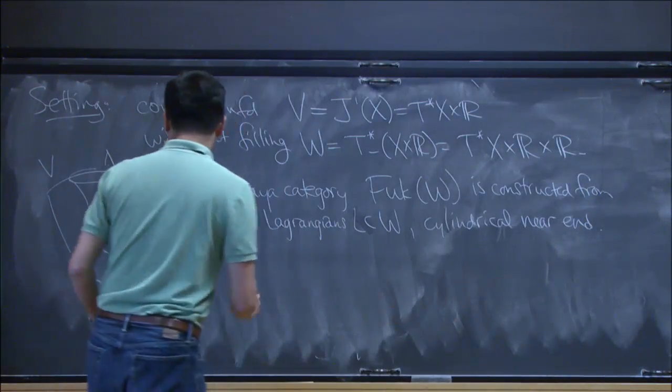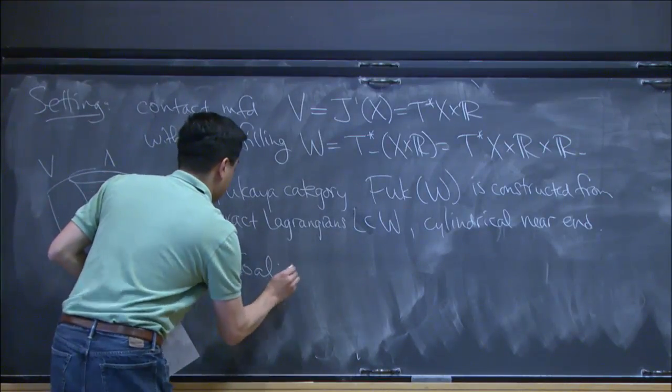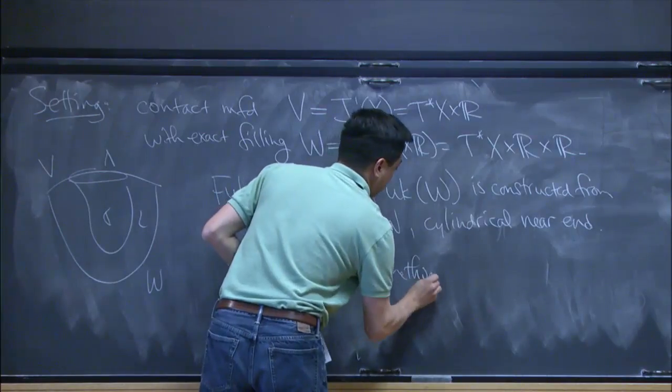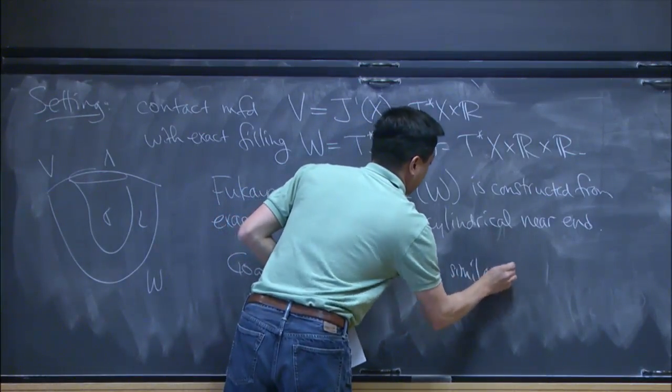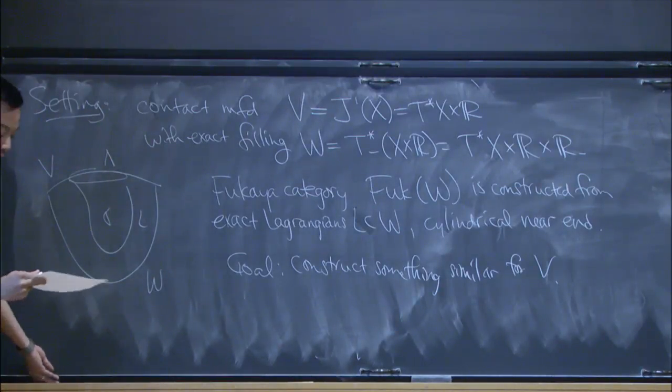Anyway, the goal is to construct something similar, but just using the end of this. So the goal is to construct something similar for just this contact end, which is V.